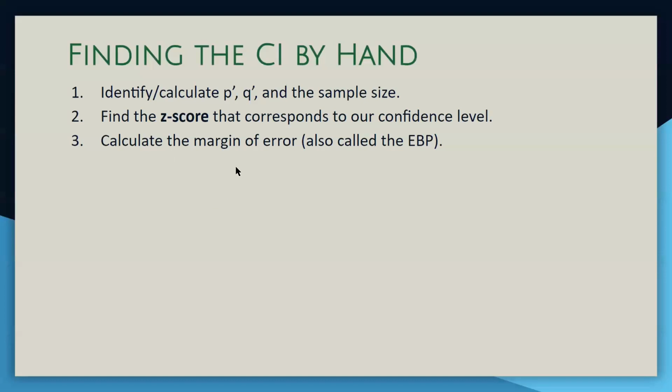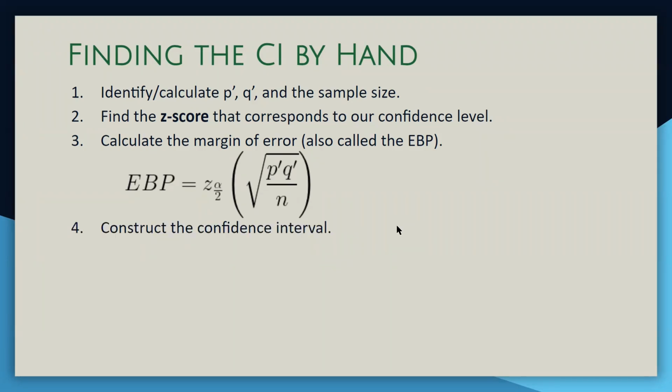We're then going to calculate the margin of error. You'll notice here it's called EBP, error bound for the proportion. And that's Z alpha over 2 times the square root of P prime, Q prime over N.